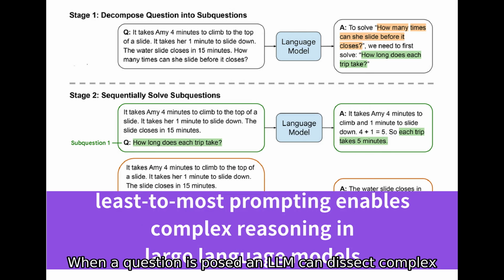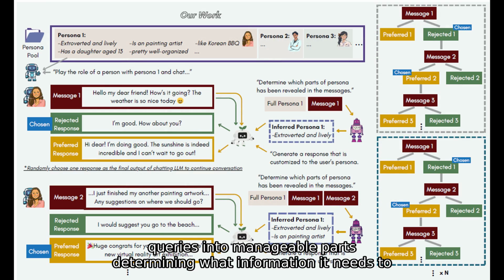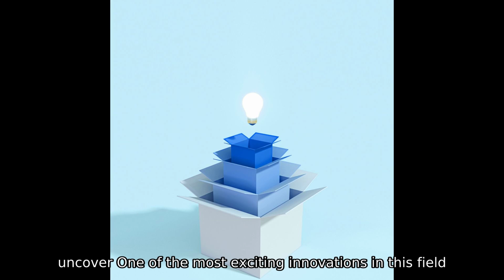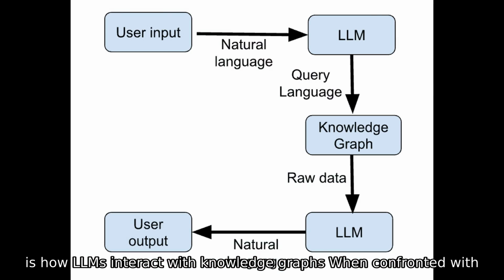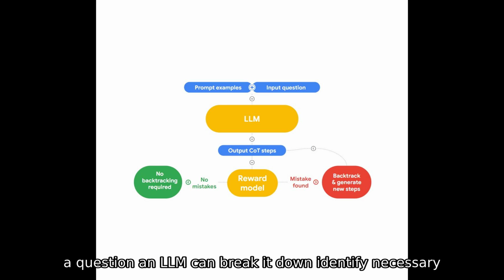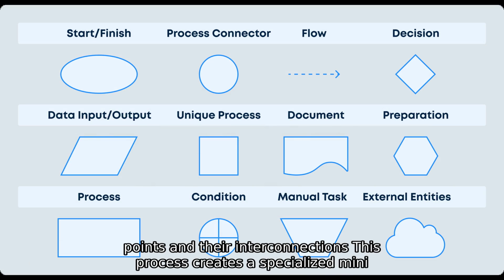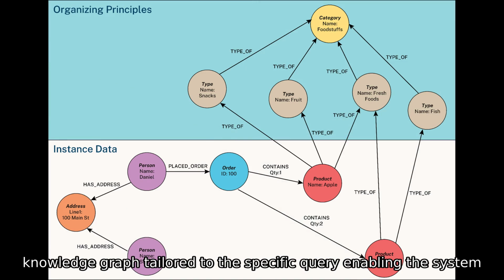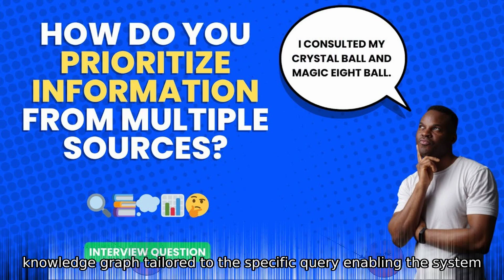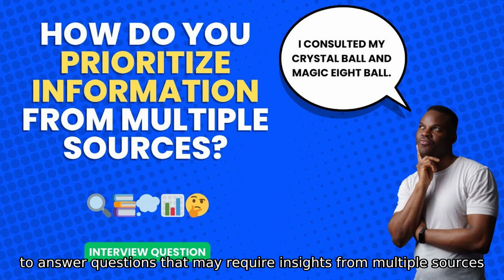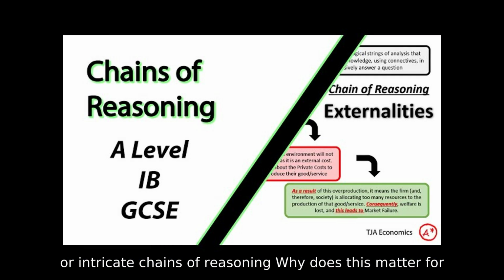When a question is posed, an LLM can dissect complex queries into manageable parts, determining what information it needs to uncover. One of the most exciting innovations in this field is how LLMs interact with knowledge graphs. When confronted with a question, an LLM can break it down, identify necessary information, and utilize the knowledge graph to find relevant data points and their interconnections. This process creates a specialized mini-knowledge graph tailored to the specific query, enabling the system to answer questions that may require insights from multiple sources or intricate chains of reasoning.